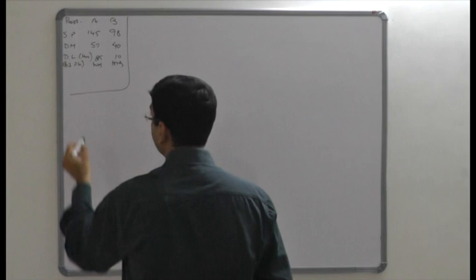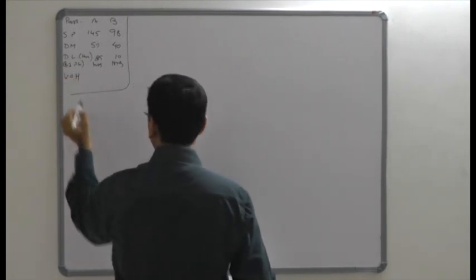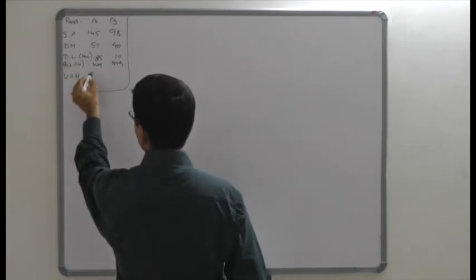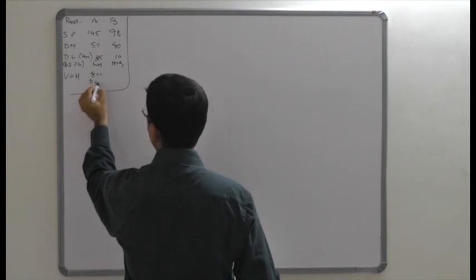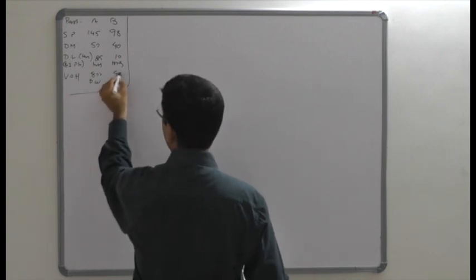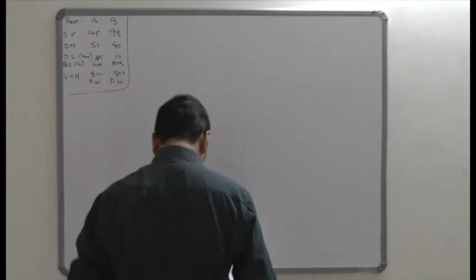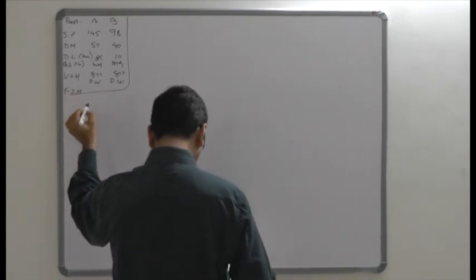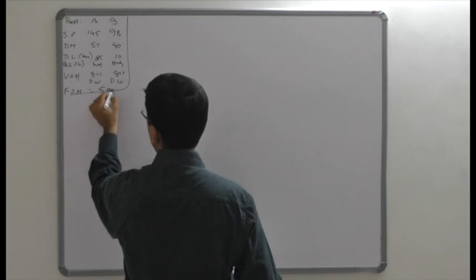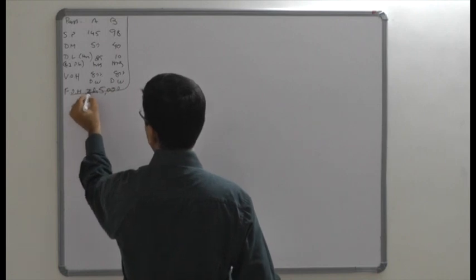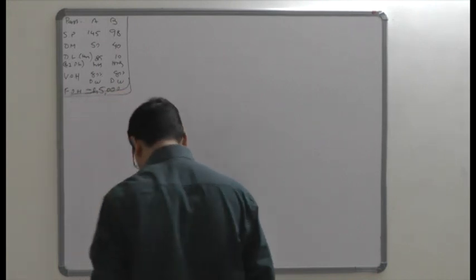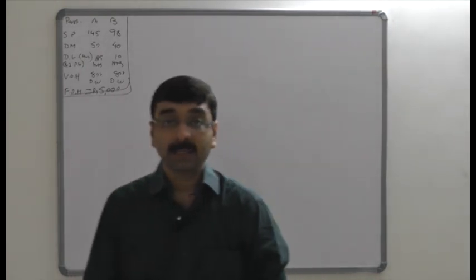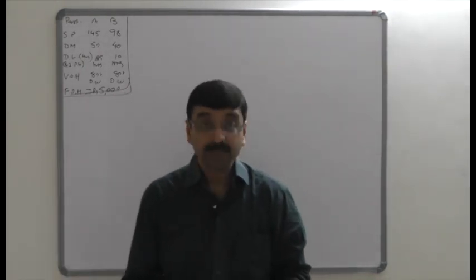Then variable overhead is given, 80% of direct wages, and this is also 80% of direct wages. And fixed overhead is given, and that is rupees 5,000. These are the information given. Along with that, some more information is also given.